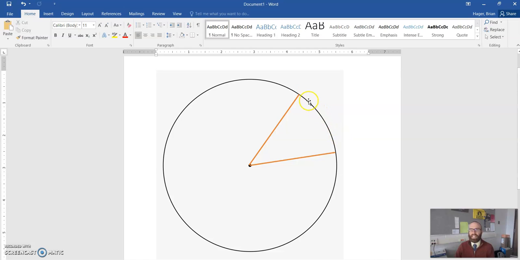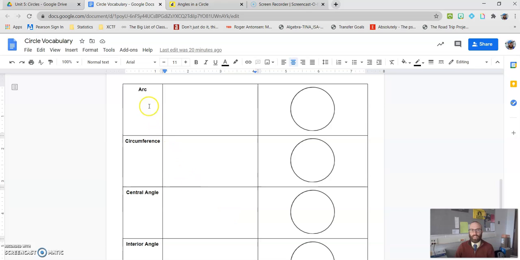In this case, what you see here is what we call an intercepted arc. So if you're flipping back over here, this is all really going on arcs. They're intercepted by the angles that we form, and we'll talk through that.